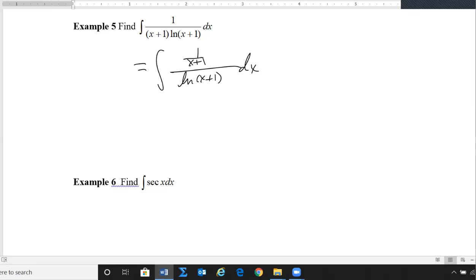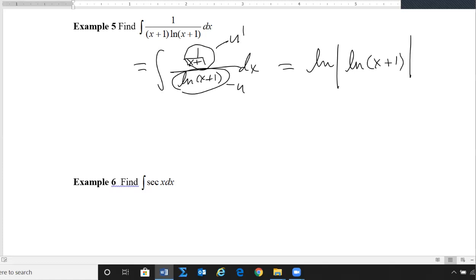Derivative of the denominator is 1 over x plus 1. Well, that is exactly what's here. So I have my u prime, and down here I have my u. So that means we automatically have the natural log of the denominator plus a constant. And that's it.